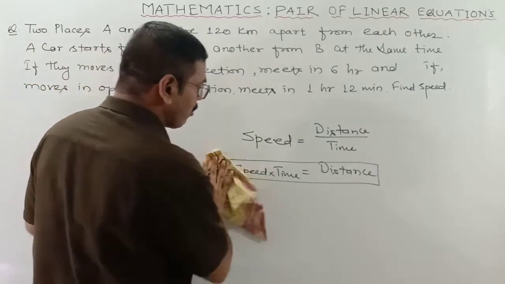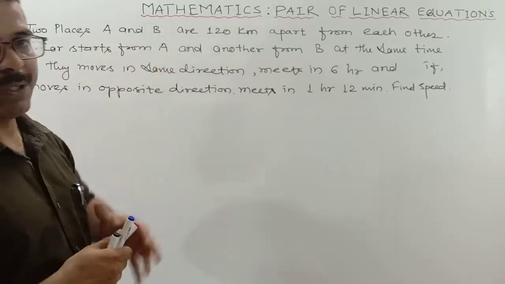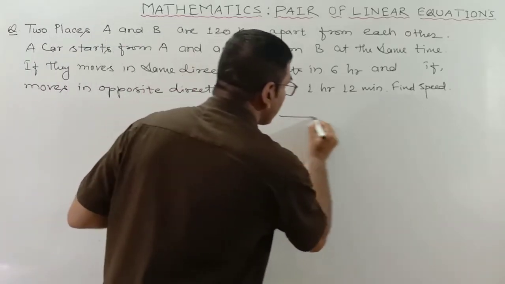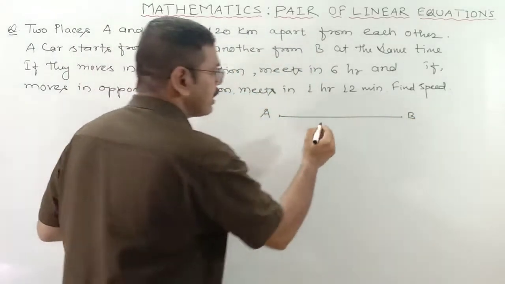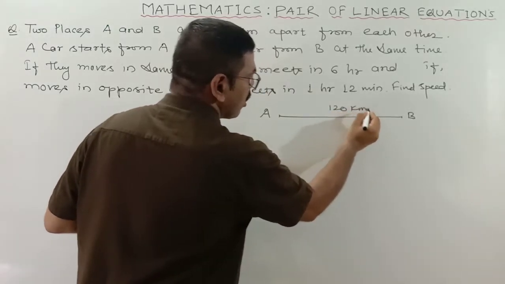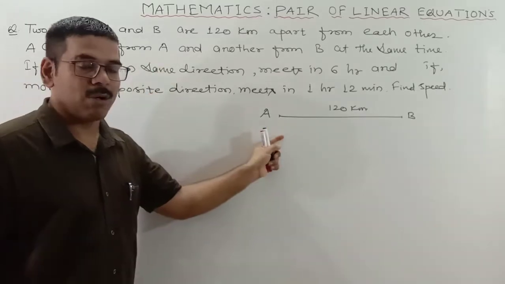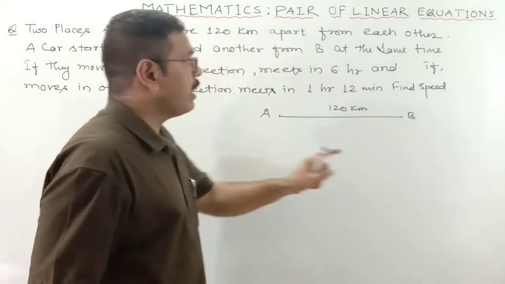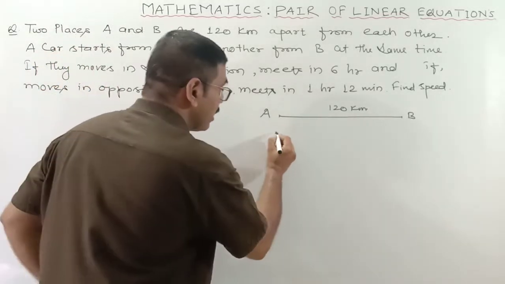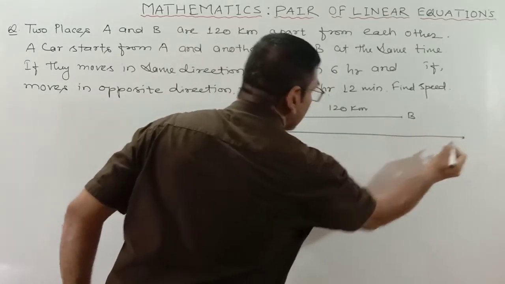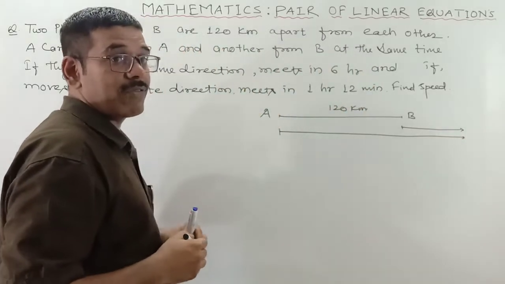I have just written one problem. Now we are studying that problem. Two places A and B are 120 kilometer apart from each other. There is a place A, another place B, and the distance between them is 120 kilometer. Now a car starts from A and another from B, and they meet in 6 hours if they are moving in the same direction. A car is moving in that direction and another car is moving in the same direction, and both are meeting after 6 hours.